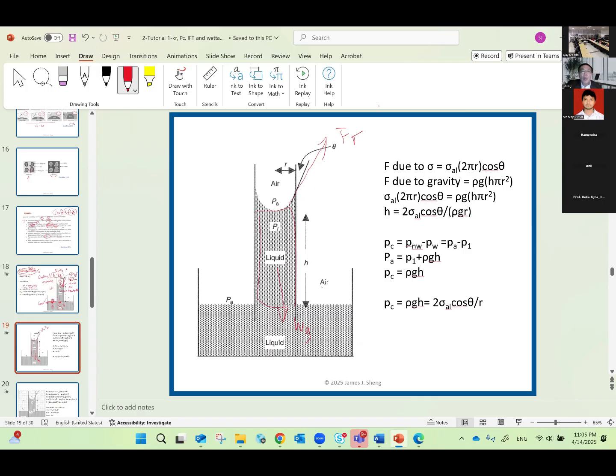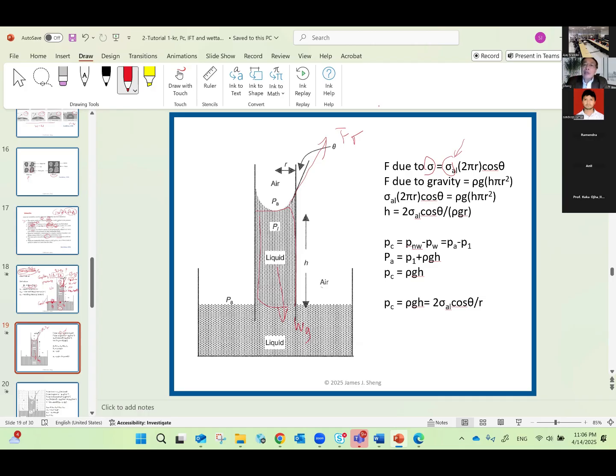So first, interfacial tension and gravity, and let's say those are the two forces acting on it. So then, what is the force? What is the magnitude or value of the interfacial tension? This should be the interfacial tension sigma between the air and liquid, and we mentioned that this sigma is per unit length. So what is the whole length of this interface?